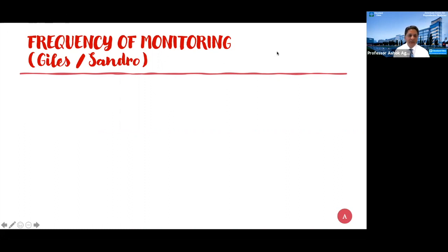Let's go to the next set of questions, which is the frequency. Now we know we have to do the monitoring. So how frequently does this monitoring have to be done, and what are the guidelines for this? I believe there have been a lot of changes because of some of the recent problems, especially related to cryopreservation of embryos. So I want to hear what are some of the new things that you can illuminate, Giles, and then Sandro can comment.